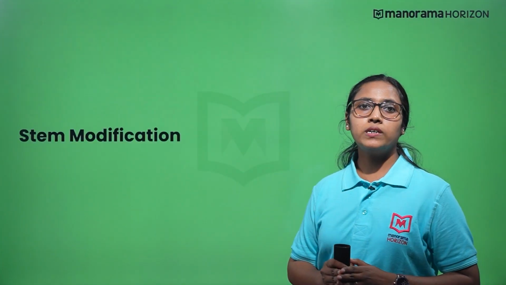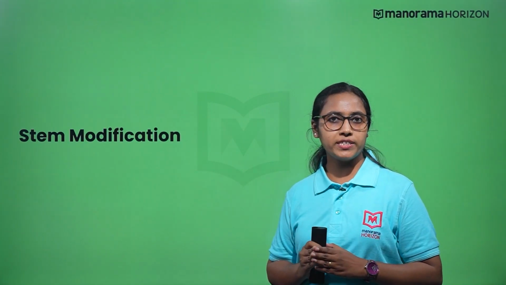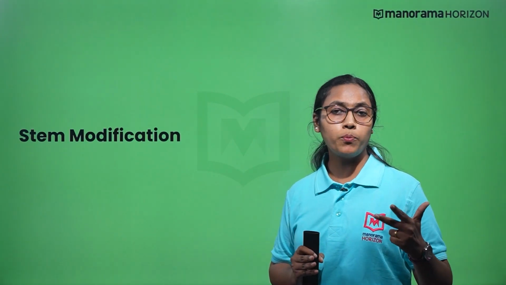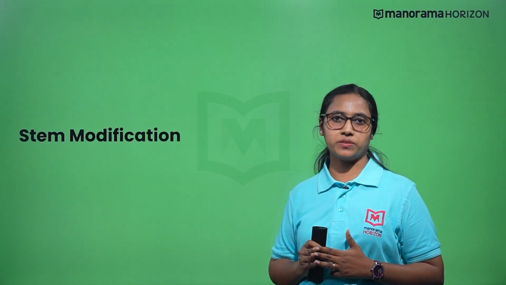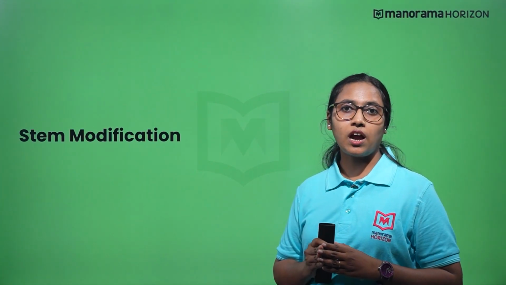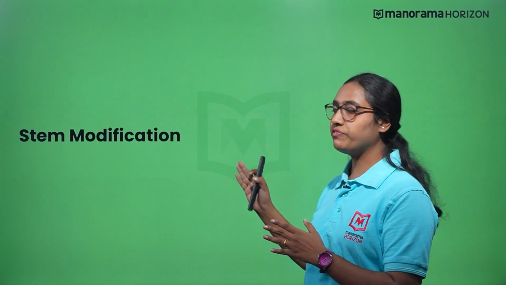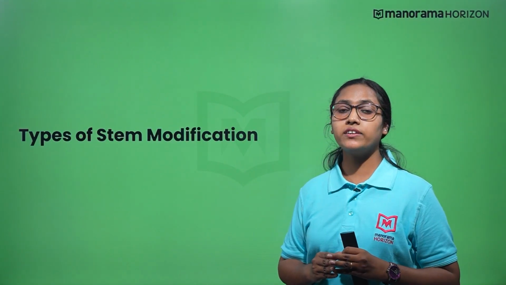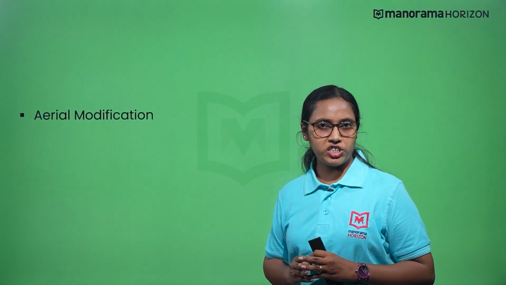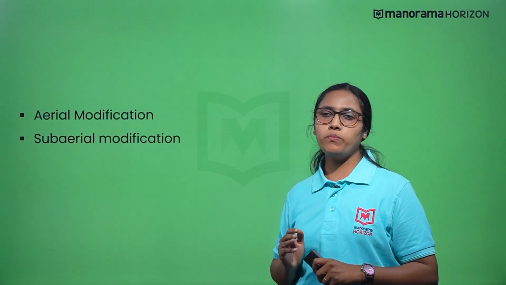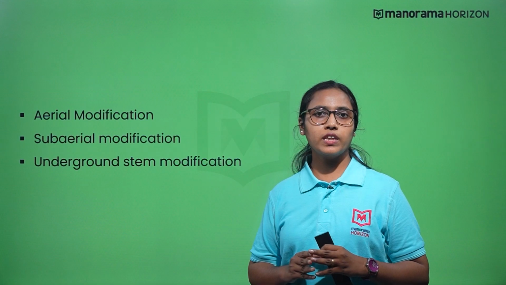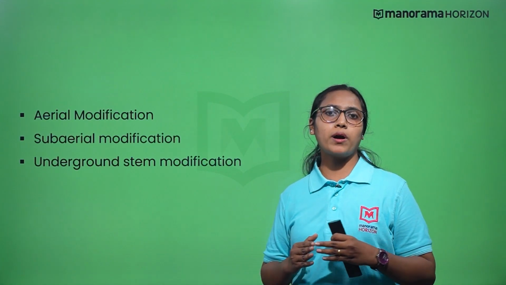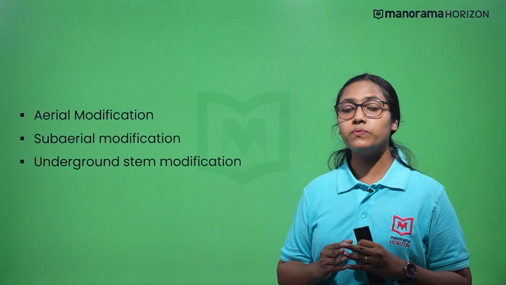In stem, some additional structures are present for storage, support and vegetative propagation. Those structures are called stem modifications. Based on this, stem modifications are categorized into three types: aerial modification, subaerial modification, underground stem modification. Let us learn more about the different types of modification with examples.